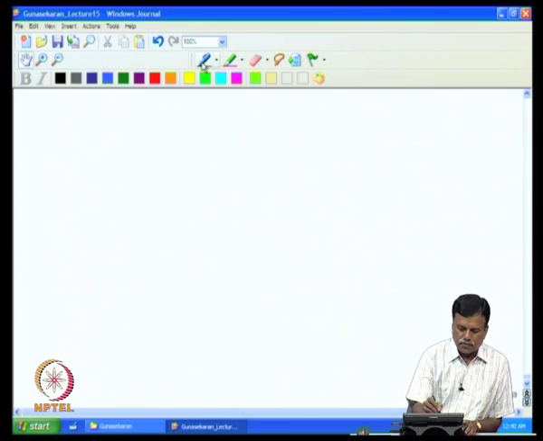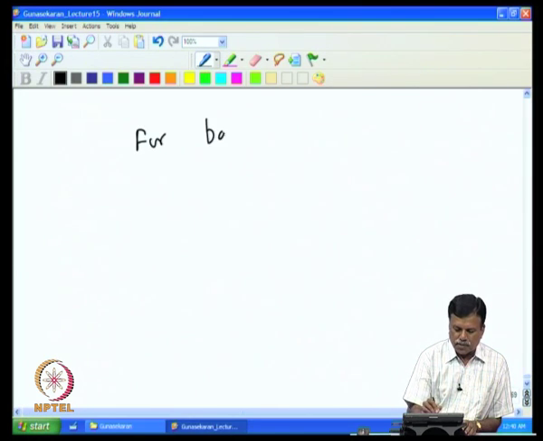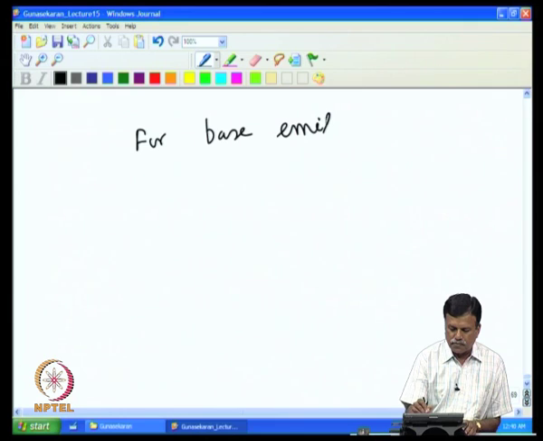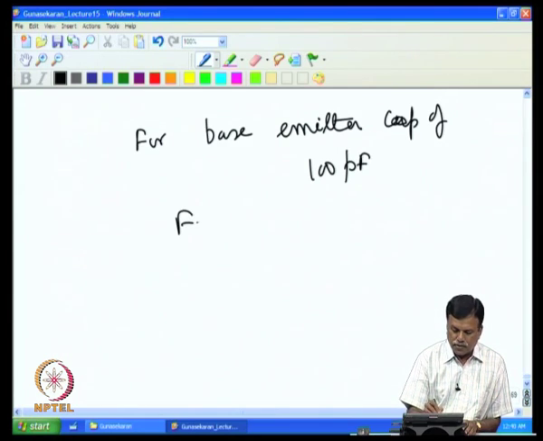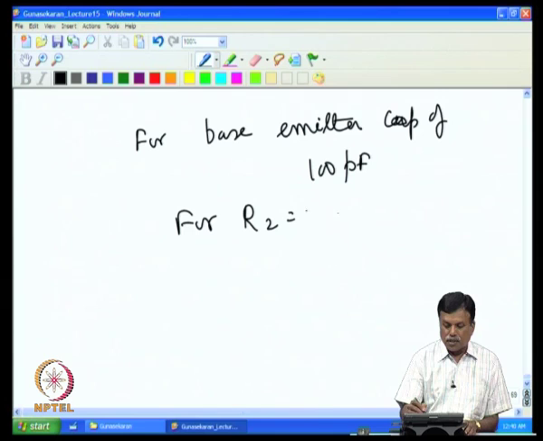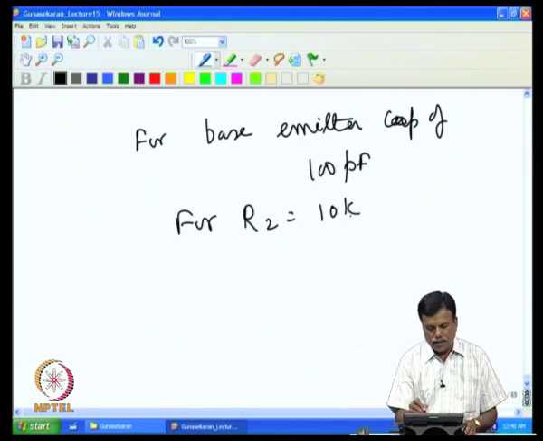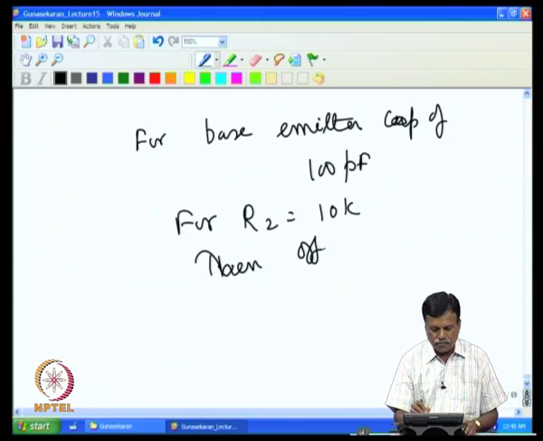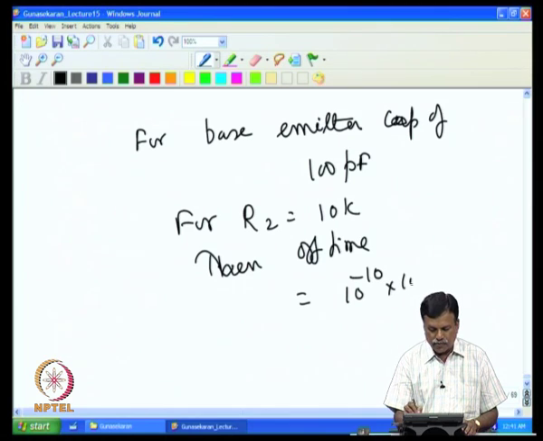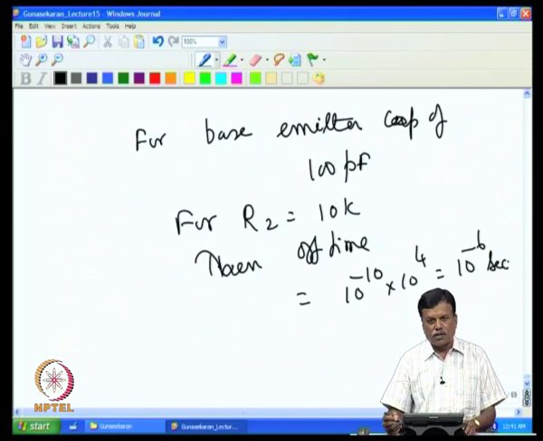So, for a base emitter capacitor of 100 pF and R2 equal to 10K, the off time comes to be 10 power minus 10 times 10 power 4, that comes to 10 power minus 6 seconds, which is quite fast, so we need not go much larger than 10K.